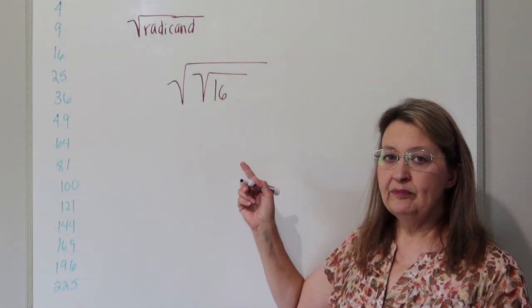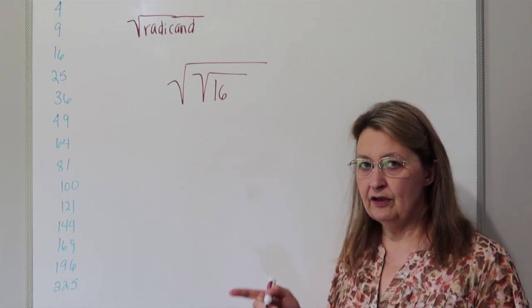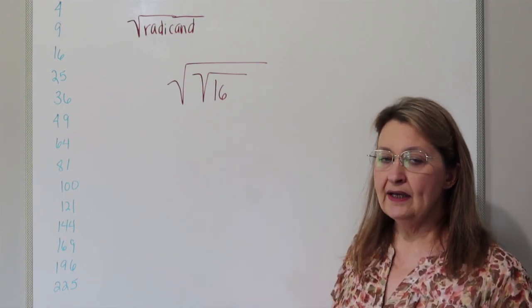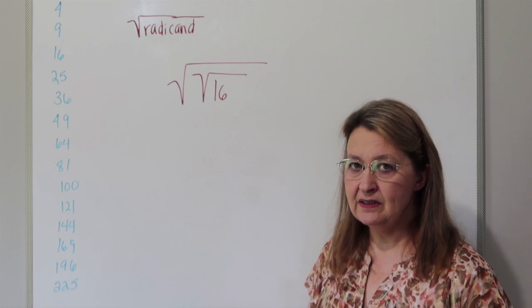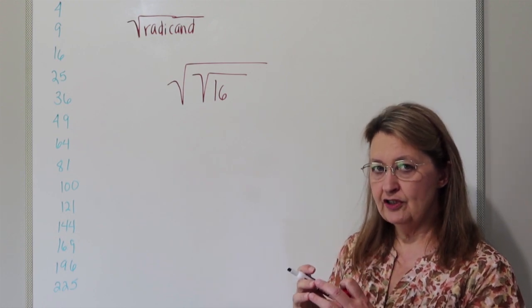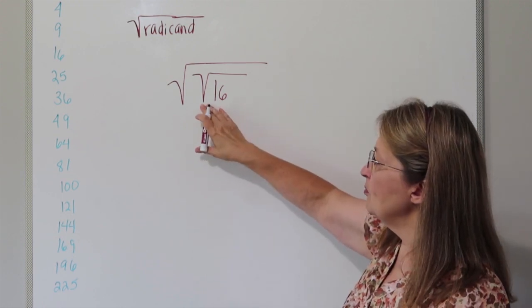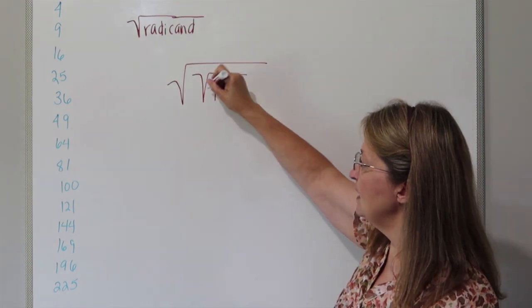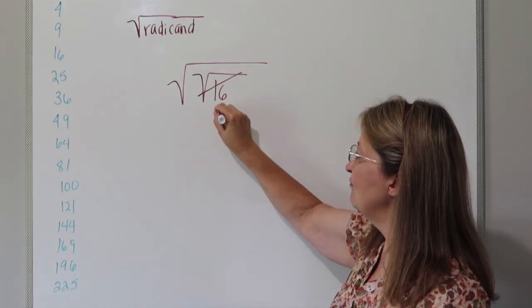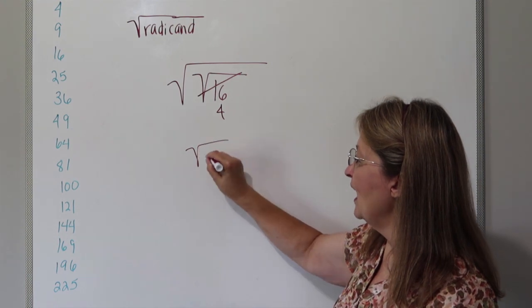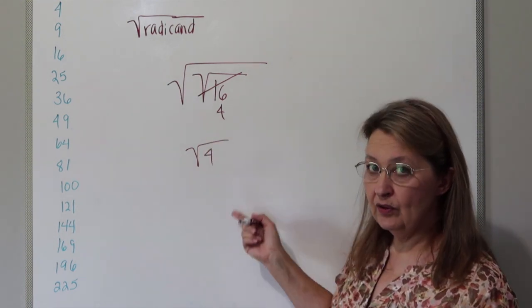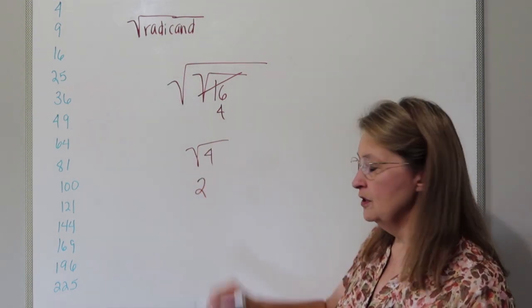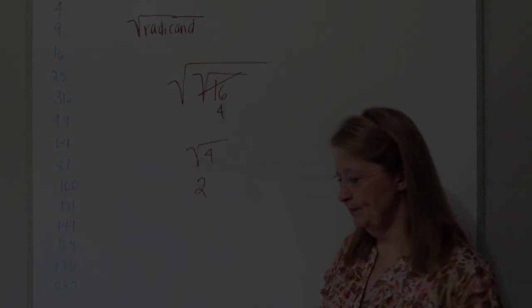Okay, this is example 1b, the square root of the square root of 16. Now a radical sign can also function as a grouping symbol, so you do what's under it first if possible. So I'm going to go to the innermost part. What's the square root of 16? Well, that's 4. So now what I have is the square root of 4. Now what's the square root of 4? 2. See how easy this is going to be?